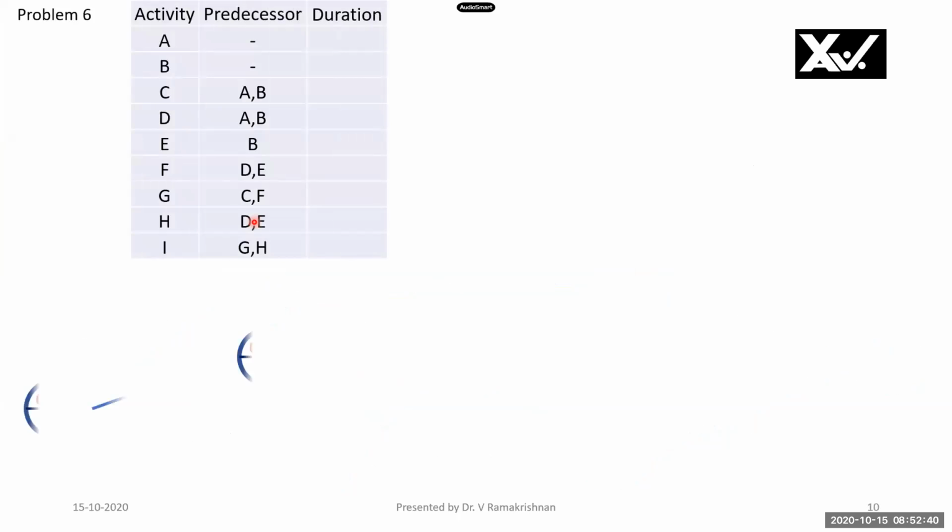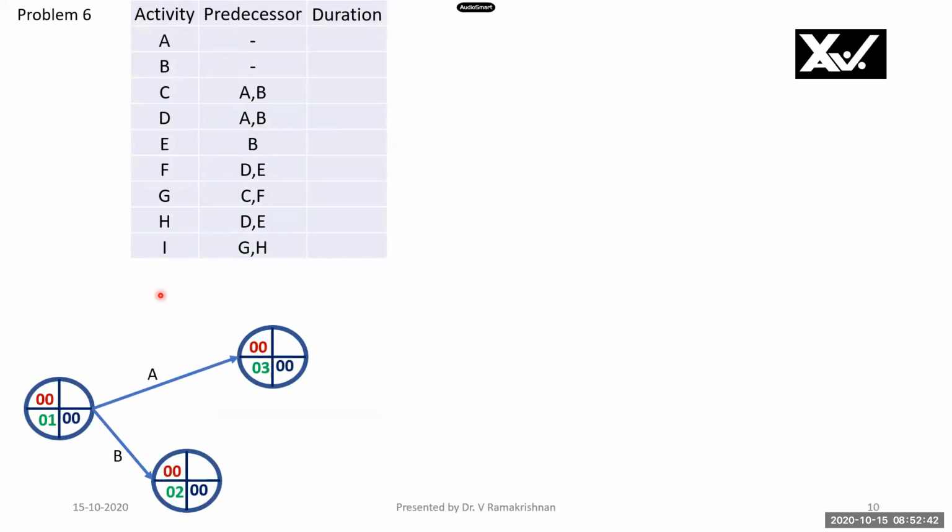We will see next problem. Here A and B are starting activities, no predecessors. C has got A and B as predecessors. A and B are combined predecessors to D activity here. We'll see here.